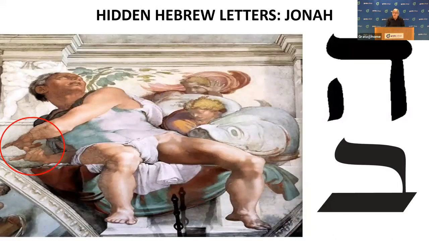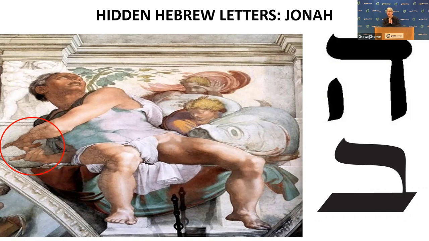There may be some Hebrew letters hidden in the picture of Jonah. This one's a little harder to make out, but the theory is that his two legs formed the letter He, and the little loincloth that he's wearing represents that little separation in the letter He in Hebrew. And he's got these weird hand gestures over to the side. This is not a normal way of holding your hands. So some people have suggested that maybe his hands are forming the letter Bet.